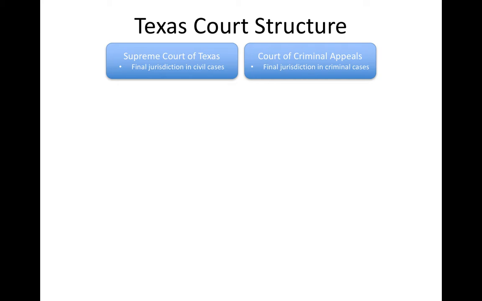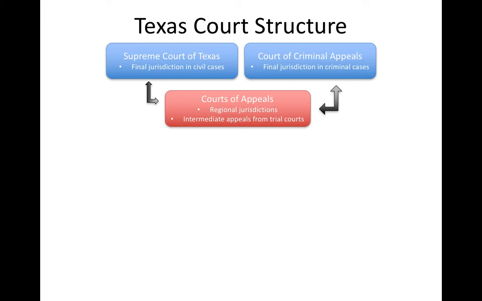So if a criminal case is appealed upward after the trial court, then it'll go to a criminal appellate court. I'll get to that in a second. And then it will end up not at the Supreme Court of Texas, but at the Court of Criminal Appeals. Both of these courts sit in the state capital in Austin, and both of them notably are elected.